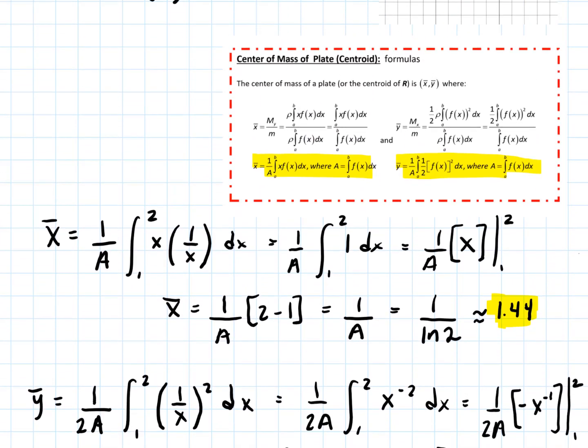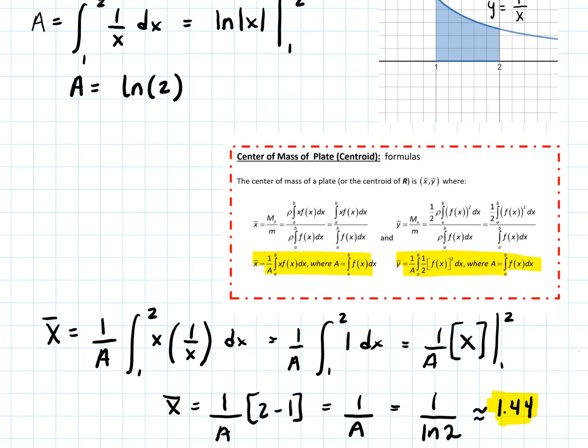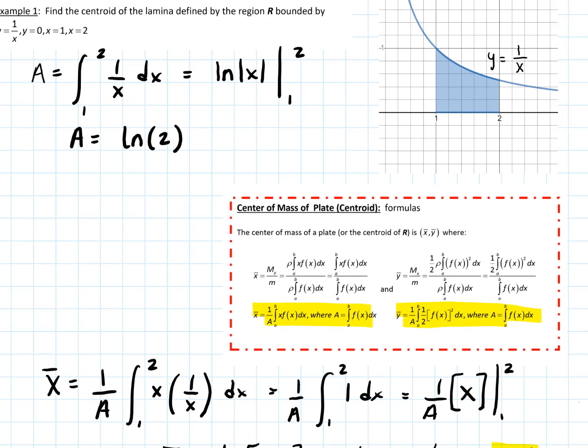So my actual center of mass, and I just wanted to come back to the picture here, my centroid of this lamina, this infinitely thin plate of uniform density, is approximately equal to, rounded to 2 decimal places, (1.44, 0.36). So just as a note, what does that mean?